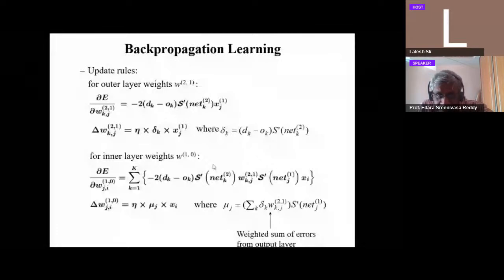So that's why, as we said in the earlier slides, the output error is propagated to the hidden layers to calculate the error at the hidden layers. That's why the name came, backpropagation. The change in the weights depends upon the error at the output also. The change in the weights regarding the hidden layers depends on the error at the output, the weighted sum of errors from the output.